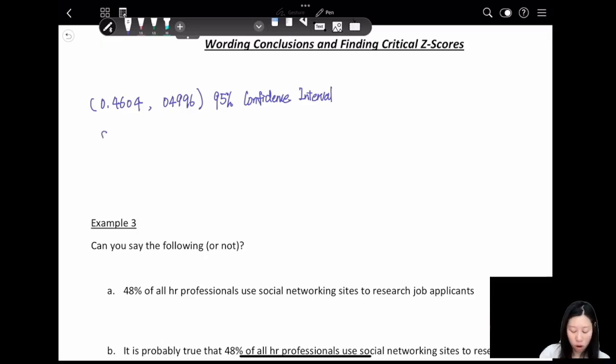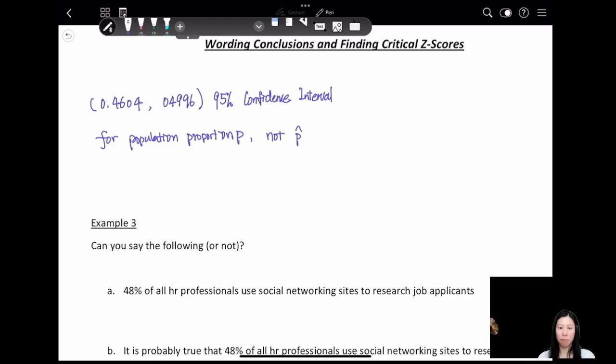But this is the confidence interval for the population proportion, P, not for p hat. Okay, so remember this part is our lower bound. You can consider that is the edge of the fish net we want to use to have the 95% chance to catch our fish. And this is the upper bound.